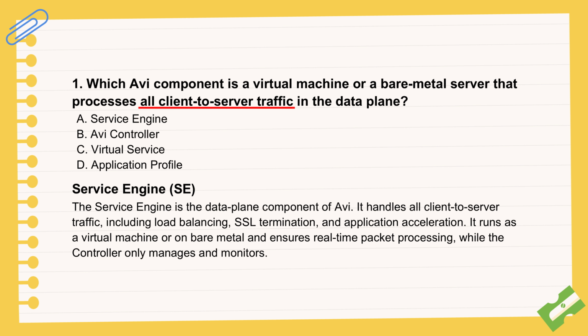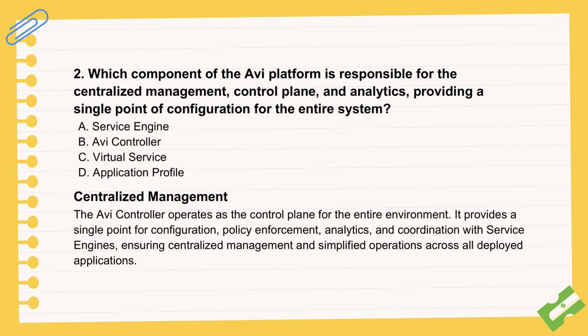And the flexibility seems immense, too. It can run as a standard VM, or even on bare metal. Right. Which gives architects a lot of freedom in deployment. It does. So to contrast that, you have the Avi controller. The brain. Exactly. The centralized management and control plane. And what's absolutely crucial to understand here is that the controller never touches live client traffic. Never. Ever. It lives above the fray.